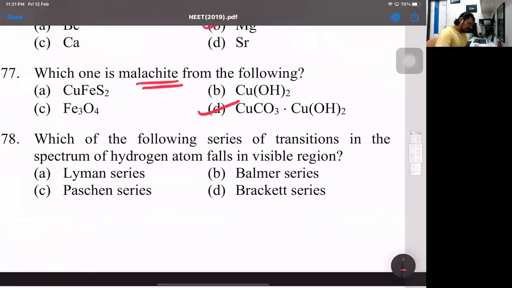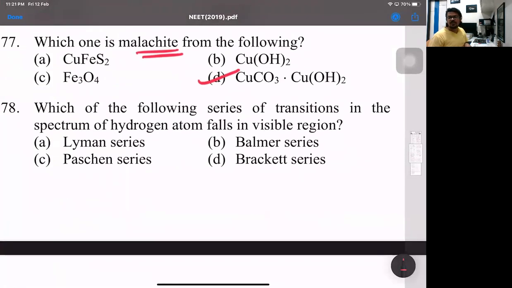Then 78, look at that, how easy a question they have asked from structure of an atom. Which of the following series in the spectrum falls in the visible region? Now visible region is nothing but Balmer, because if you remember, Lyman is in the UV region, ultraviolet. Paschen, Brackett, Pfund are all infrared. These are all IR. Okay, so 78 is B.